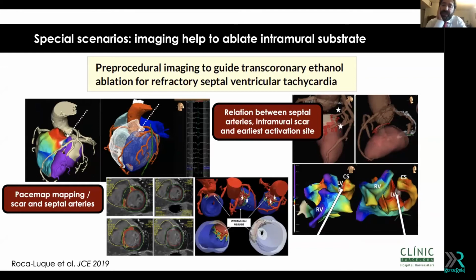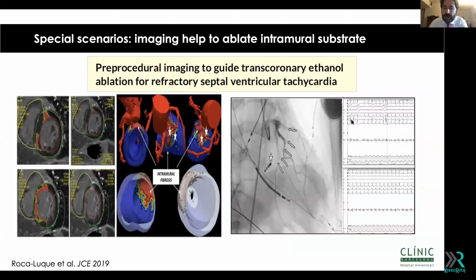Another patient, again with intramural substrate and refractory VTs, and we combined the MRI, with this intramural scar in the septum, and the CT. Because in these patients we were not able to ablate with radiofrequency, we realized, like here, that the patient had an intramural scar, but the two septal arteries were going to the scar. So we decided to do septal alcoholization based on this MRI and CT scan. And look here how after the alcoholization, the patient had no VT. So we tailored our approach depending on the image.